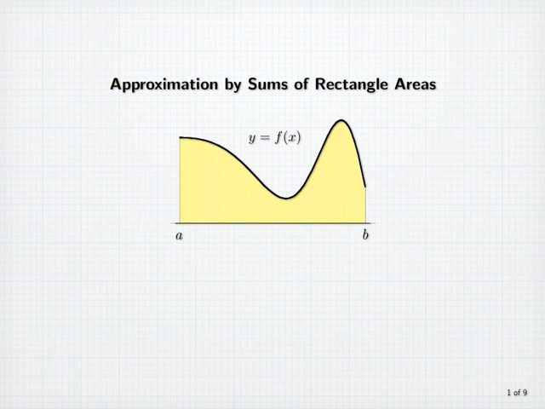By the area under the curve, we mean the area that is bounded by the x-axis and the graph of the function between a and b. We'd like to calculate the area of that region. We begin by constructing approximations.